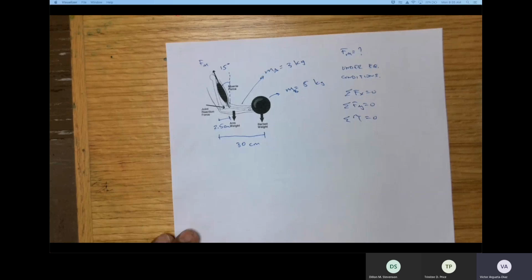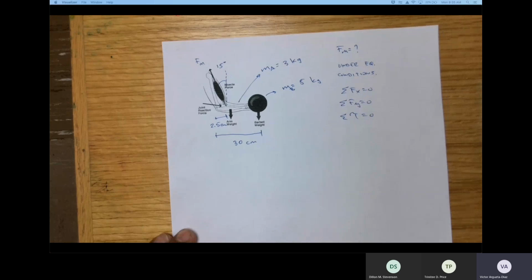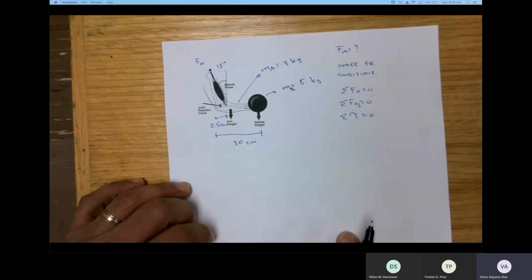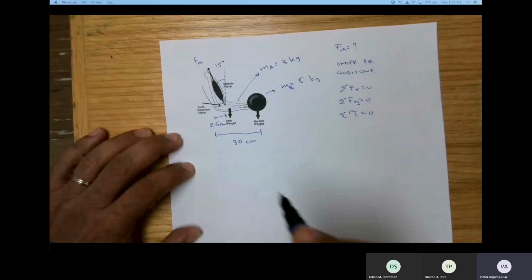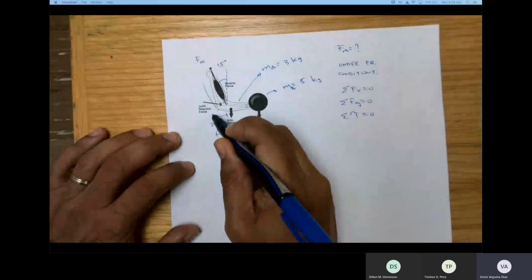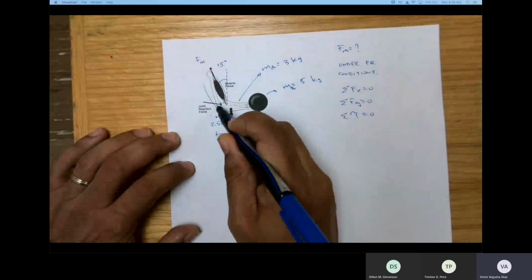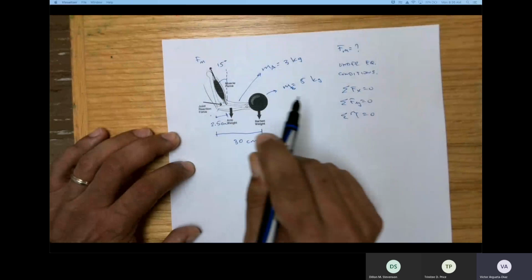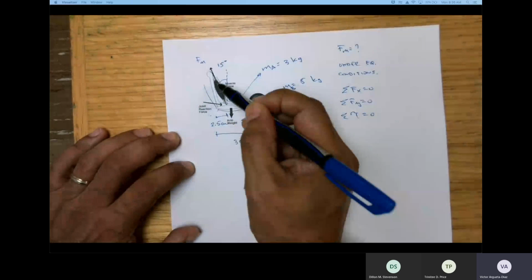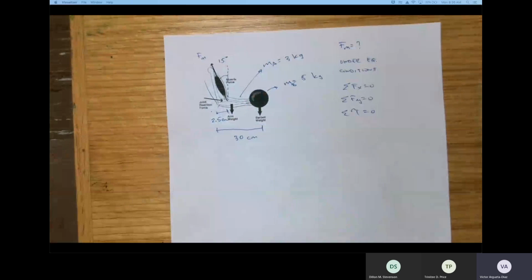Okay, so those are the three conditions. The sum of forces in x equals 0, the sum of forces in y equals 0, and the sum of the torques also has to be equal to 0. So we're going to start with the force of the muscle, and then what we're going to try to do is find out the force here at the joint, what is called the joint reaction force. We're going to try to find that force later. Okay, let's start with the muscle.